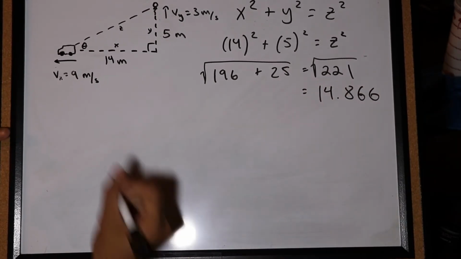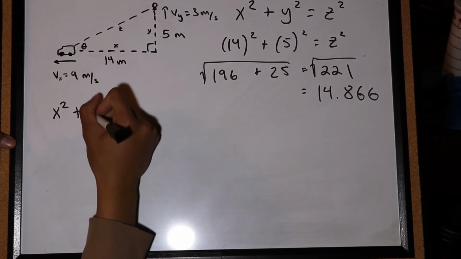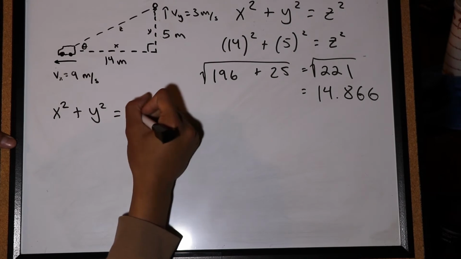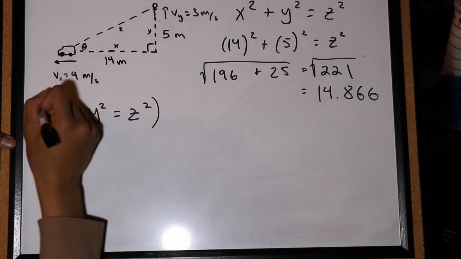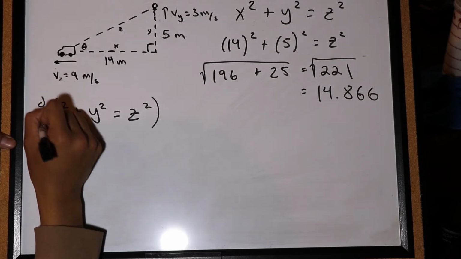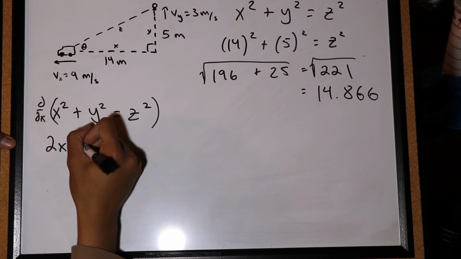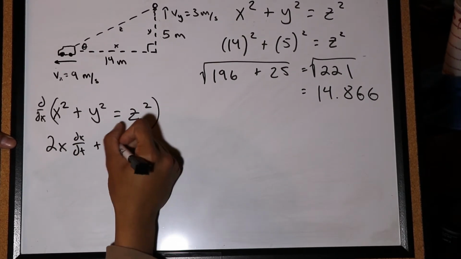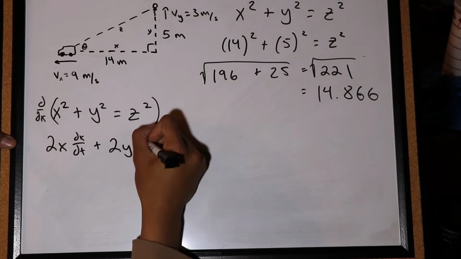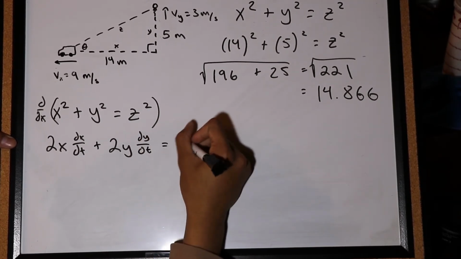So we want to write down the Pythagorean theorem again so we can take the derivative of it, so we can find dz/dt, which is the answer to this problem. We take the derivative of the entire equation, and when you do this, you'll get 2x dx/dt plus 2y dy/dt equals 2z dz/dt.